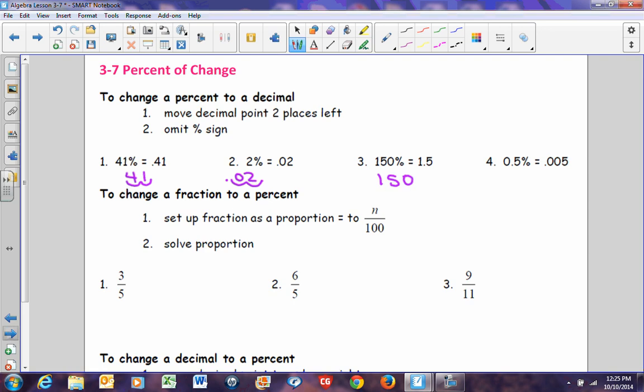150%, decimal again at the end. You move it 2 places to the left, and it becomes 1.5. 0.5%, you have a decimal expressed right here. You move it 2 places to the left, it becomes 0.005.